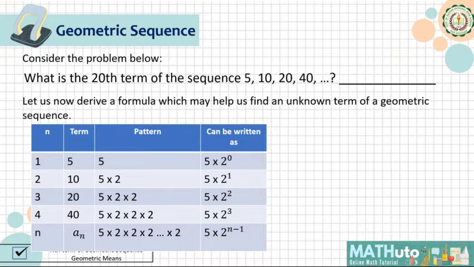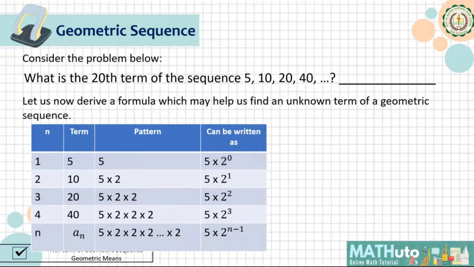For the second term, which is 10, that is obtained when we multiply 2 to the last term. So we have here 5 times 2 for the pattern, which can be written as 5 times 2 raised to 1. For the third term, 20, that is obtained by multiplying another 2 to the last term. That is also 5 times 2 times 2, which can be written as 5 times 2 raised to 2. And for the fourth term, which is 40, that can be written as 5 times 2 times 2 times 2, or 5 times 2 raised to 3.